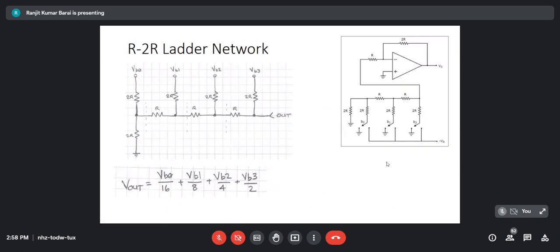So here this schematic represents how it works. So see the weighted voltage. It's positional weight. So the voltage available at bit 0 will be multiplied by 1 by 16, like that. So here V3, the highest one, will be multiplied by half.